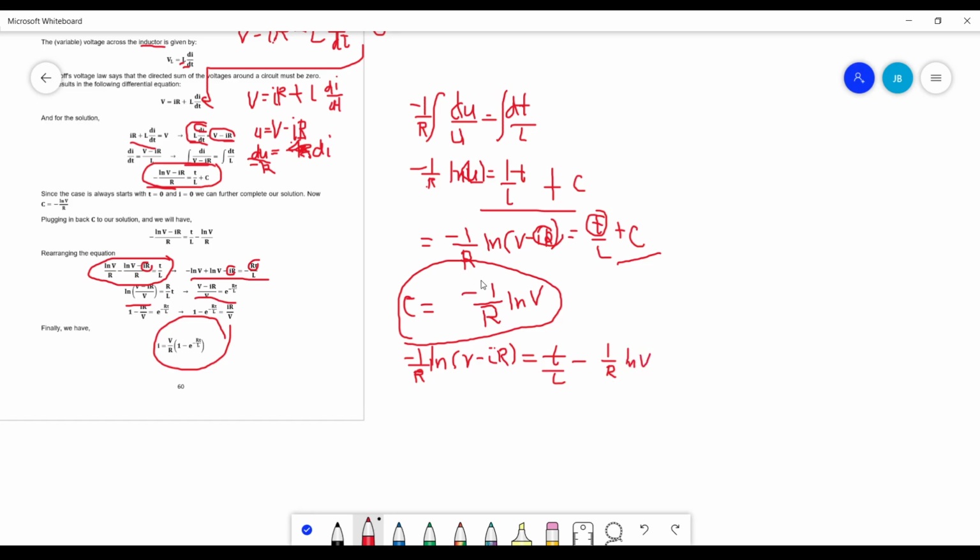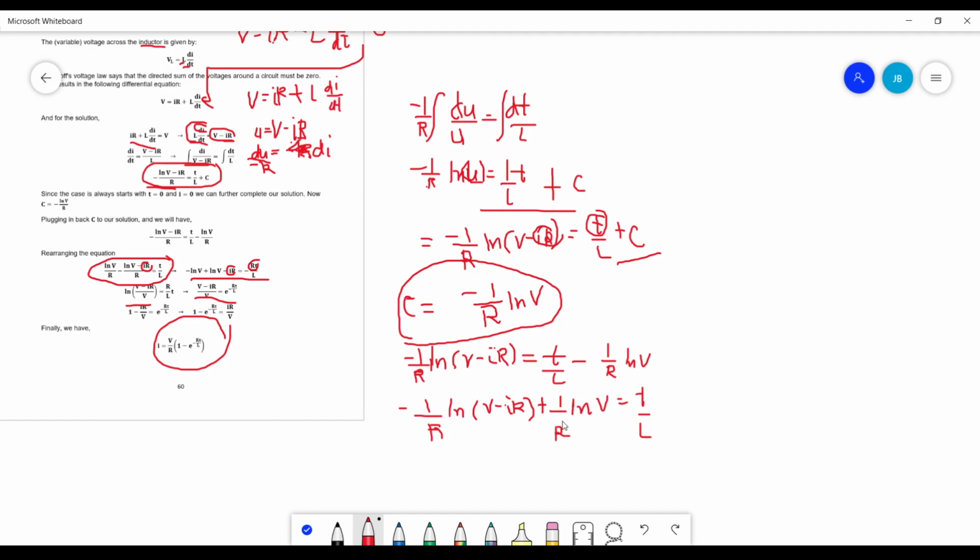Okay, so what's next is we are going to combine. Okay, combine katong mga, let's transpose this one to here, so plus ln of v minus ir plus 1 over r ln of v is equal to t over l. Okay, so there you have.